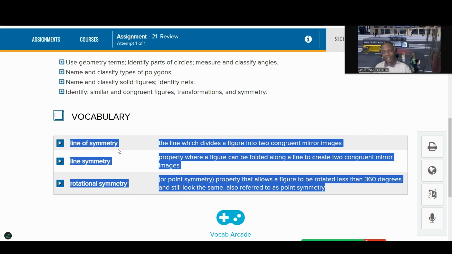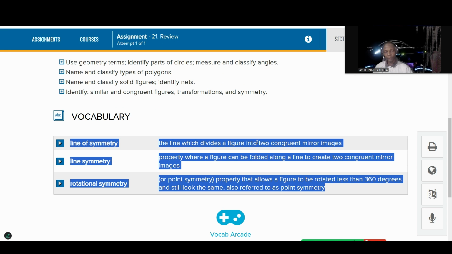So, line of symmetry is a line which divides a figure into two congruent mirror images, that is, images that are similar and equal. Line symmetry is a property where a figure can be folded along a line and it creates two congruent mirror images equal to one another. Then, rotational symmetry, or point symmetry, is a property that allows a figure to be rotated less than 360 degrees and still look the same as the original figure. It is also referred to as point symmetry.